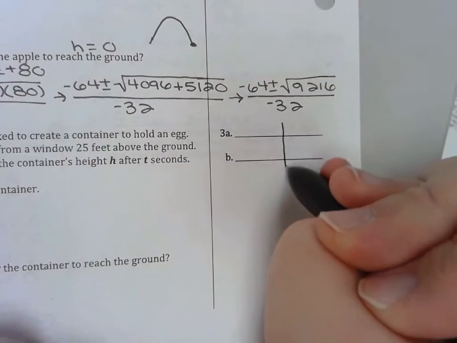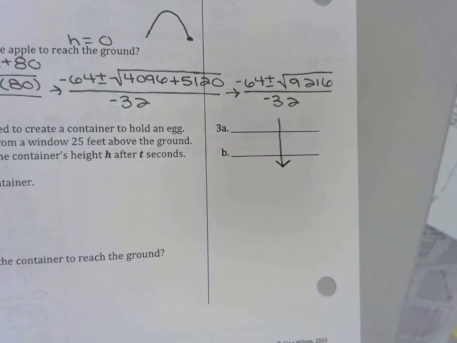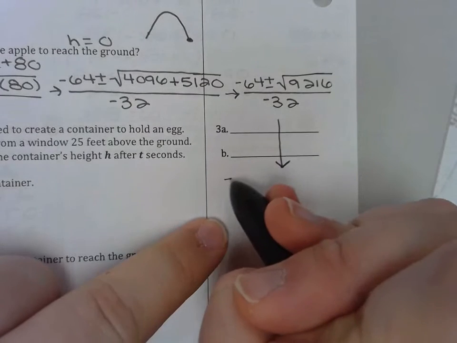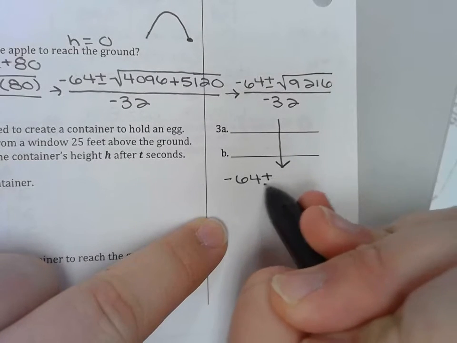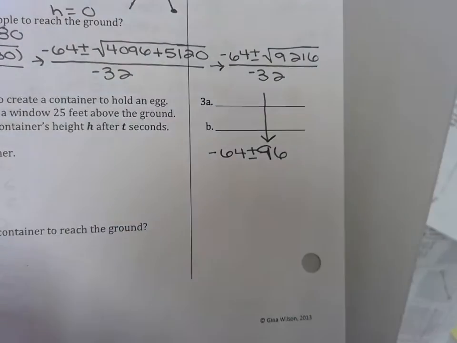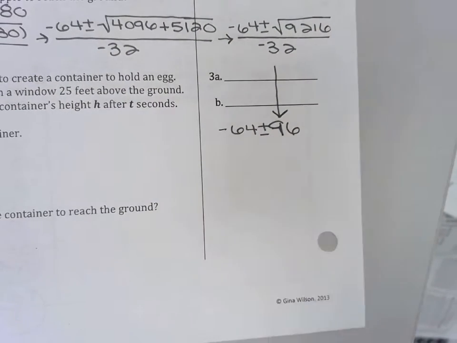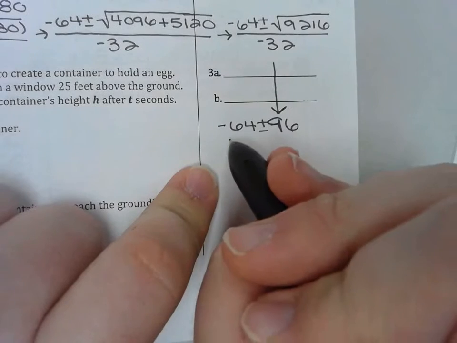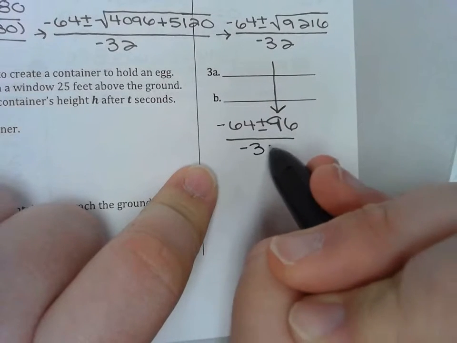Okay, well, let's see if I can take the square root. What is the square root of 9,216? So negative 64 plus or minus, well, I took the square root, so that square root is gone. It is 96. It comes out even. Over negative 32.